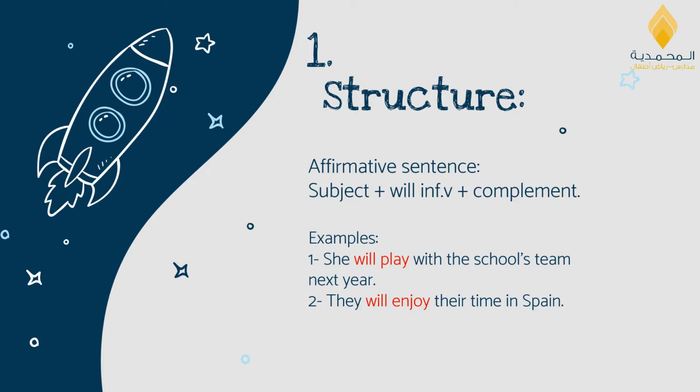So I have will, followed by the infinitive form of the verb, play, enjoy, in the two examples in front of you. So you start a sentence with subject, will, plus the infinitive form of the verb and the complement. This is the structure of an affirmative sentence.